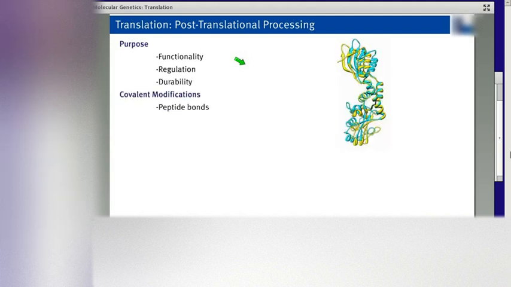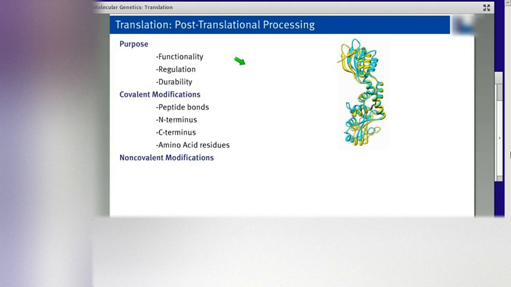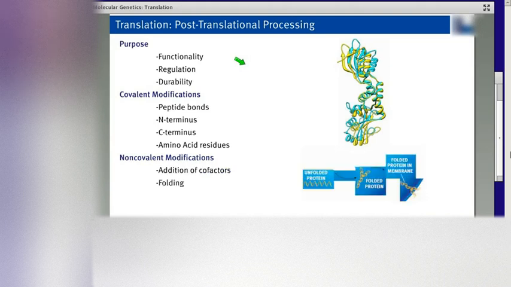So we're going to have covalent modifications through peptide bonds at the N-terminus, the C-terminus, and amino acid residues. And we're going to have non-covalent modifications, which would be like adding cofactors, folding this up, or allowing for trafficking, okay? So this is all happening after we have stopped, after we have released, and we're good to go. And now we're just making our functional protein.